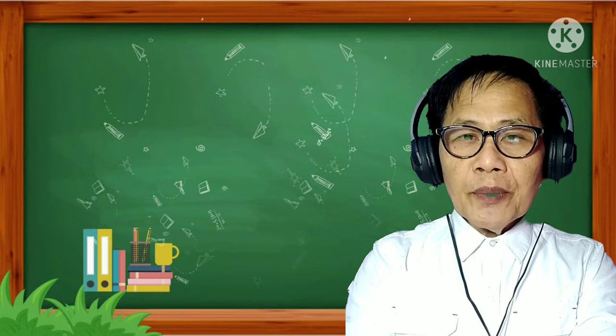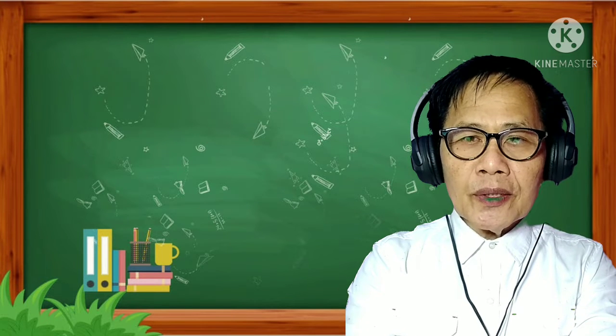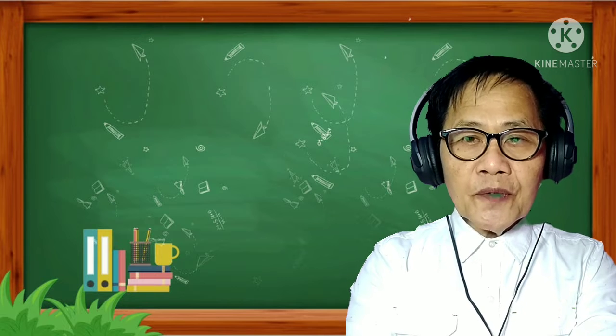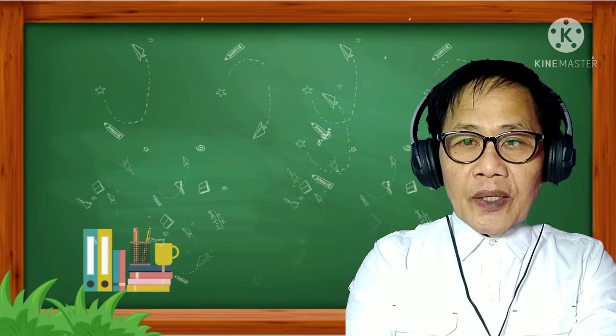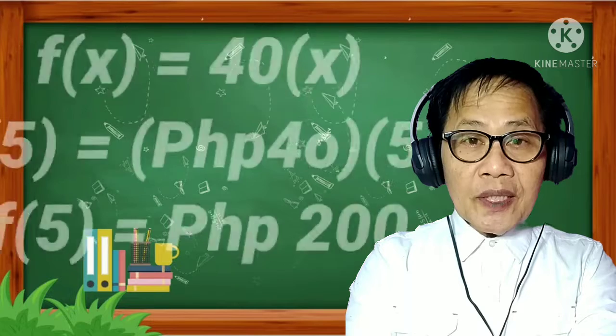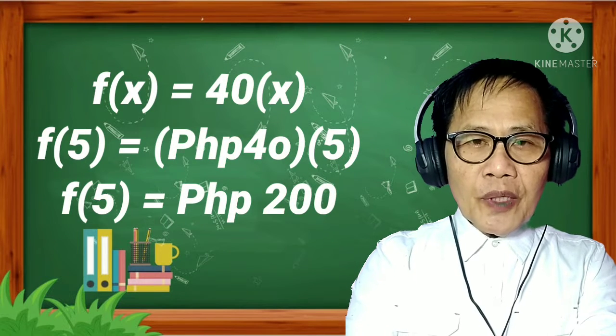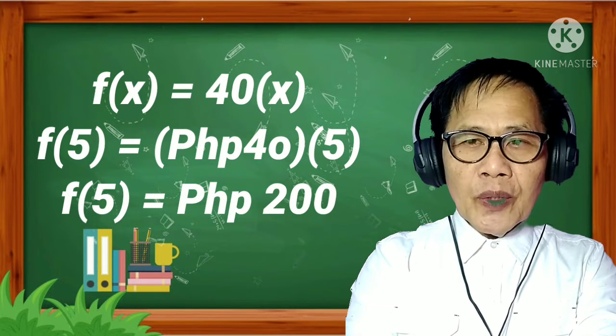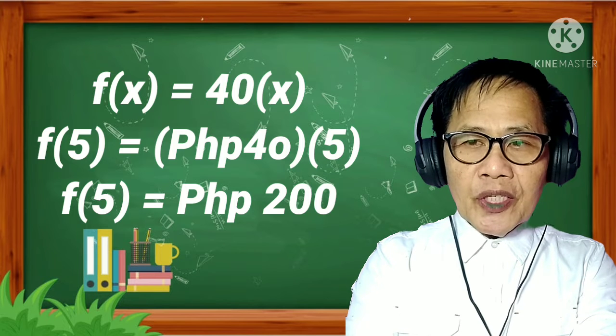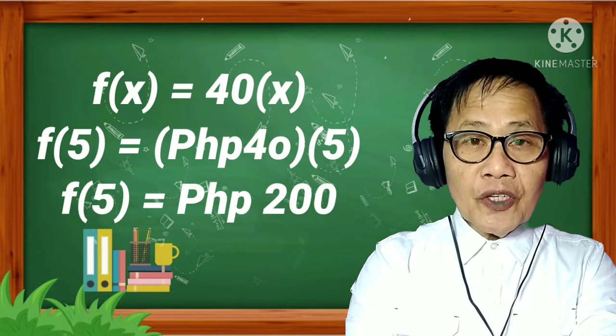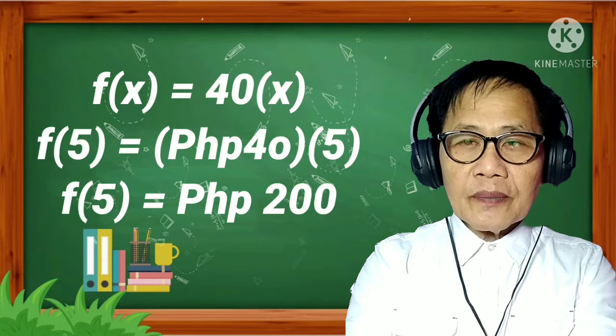The relation can be represented using the equation f of x equals 40x. f of 5 equals 40 times 5. Therefore, f of 5 equals 200. And that is the amount he earns if he works for 5 hours.